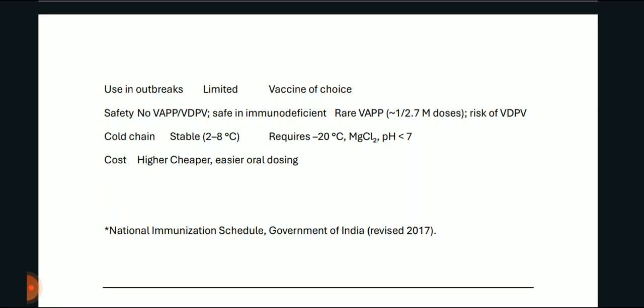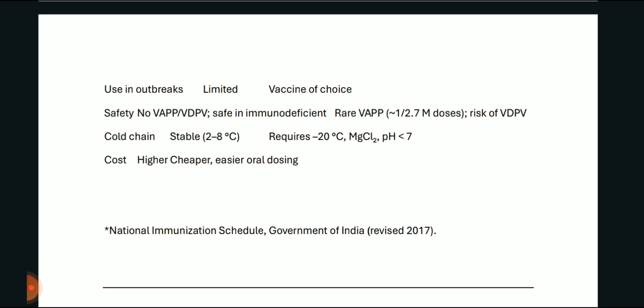Safety. Now in IPV there is no chance of VAPP or VDPV, so it is safe in immunodeficient cases, but rarely OPV can cause VAPP, 1 out of 2.7 million doses. What is VAPP? Vaccine acquired paralytic poliomyelitis. The administration of the vaccine itself causes polio. That can happen with oral polio vaccine, and also there is a risk of vaccine derived polioviruses, where the virus has undergone mutation and then it's causing polio in the population. So the risk is there in oral polio vaccine but not there in fractional IPV.